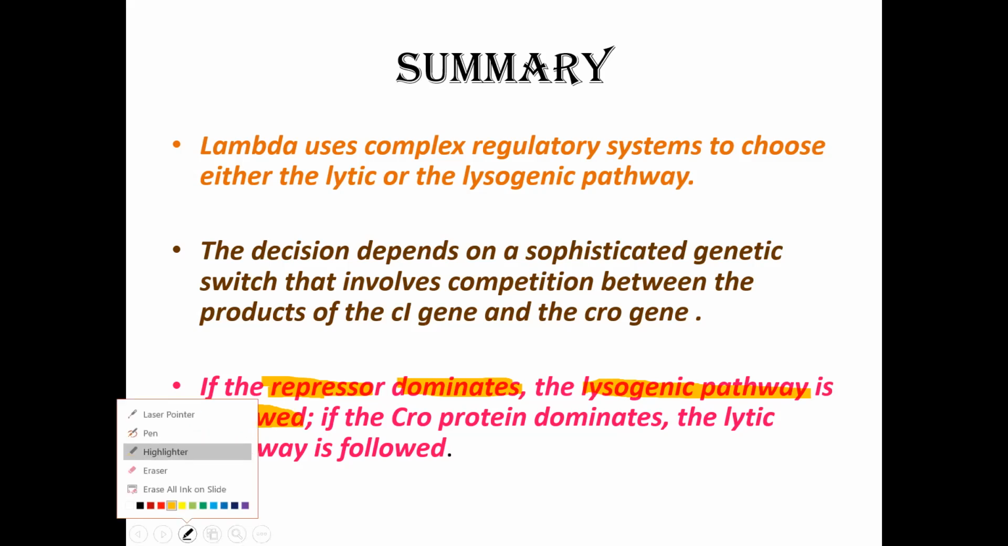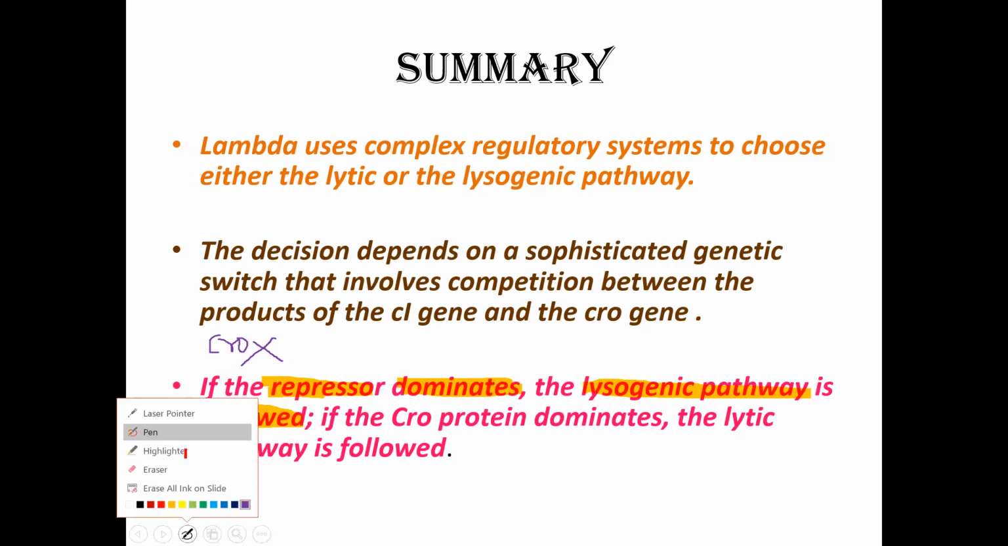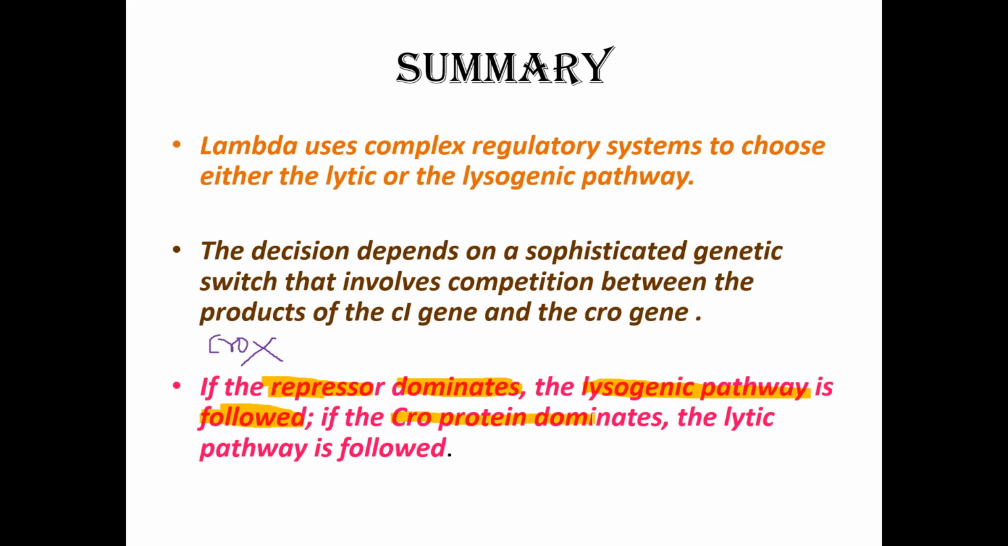If repressor dominates, it doesn't allow the CRO protein to be made because CRO is involved in lytic cycle, and lysogeny is followed, and also the PR is inactivated. On the other hand, if CRO dominates, then the lytic pathway will be followed, and it will not allow the repressor to be made. So this is the regulation of gene expression in bacteriophage lambda.